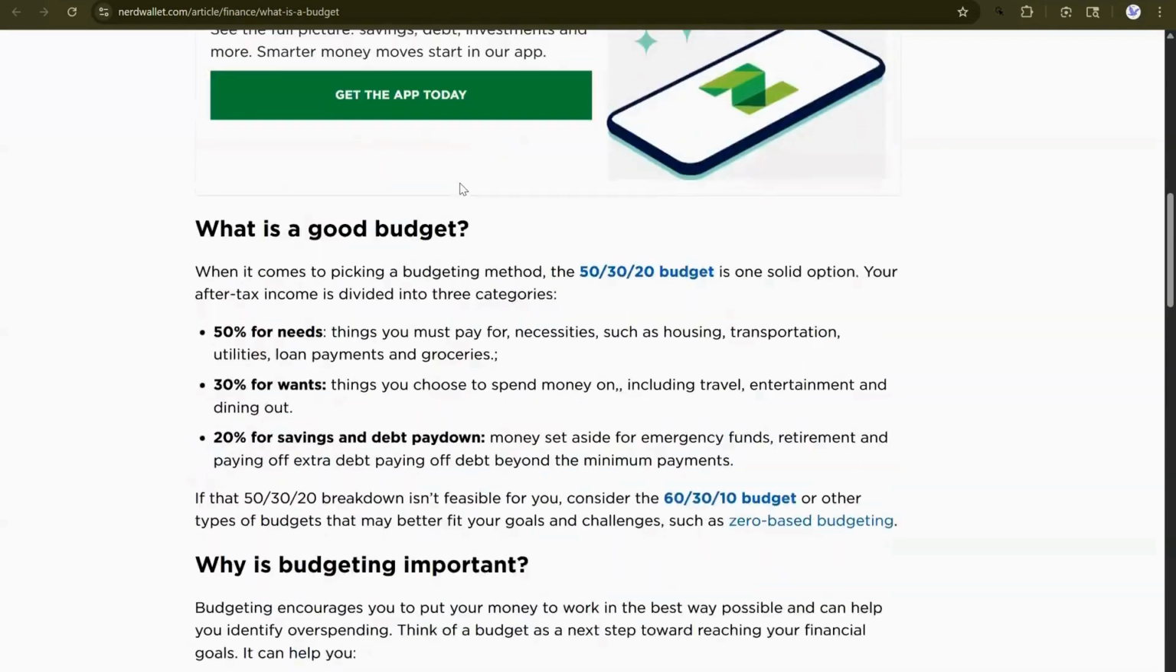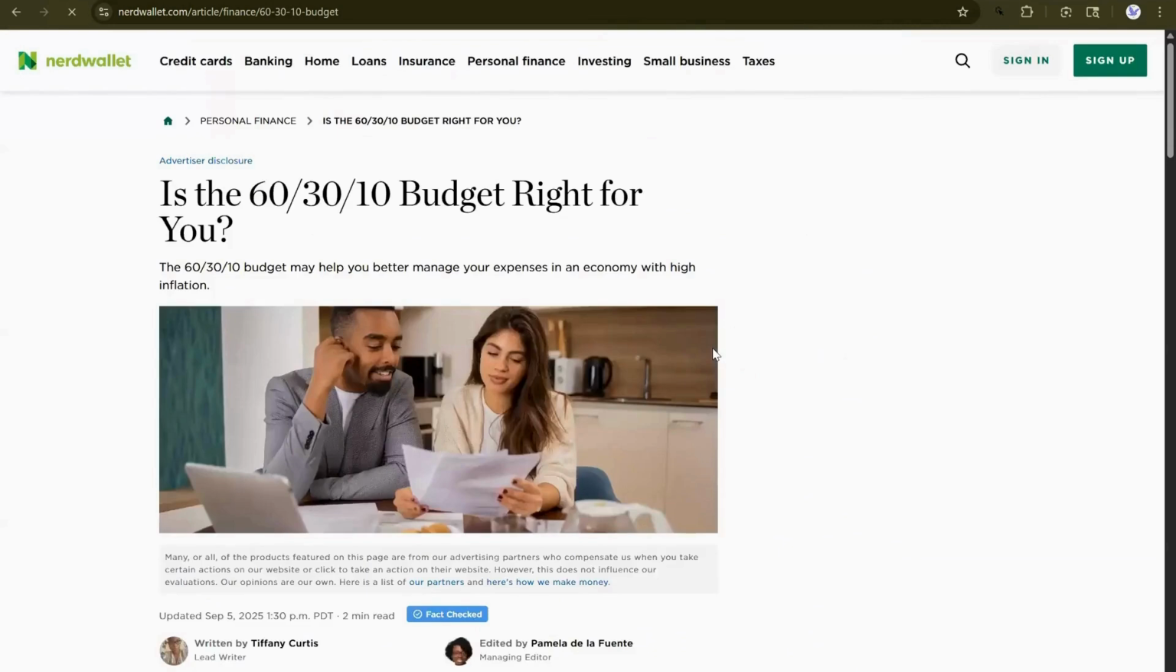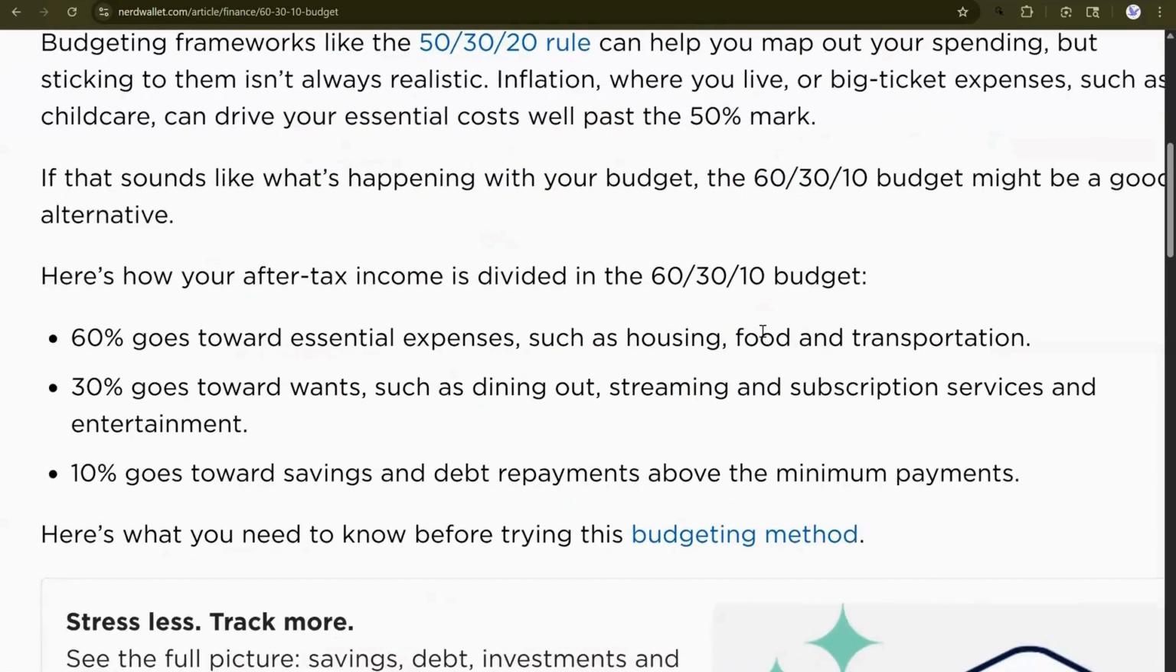Your goal, by the way, should always be to try to get more into your savings and debt repayment. And this doesn't even need to be debt repayment. It could be stuff like your 401k. It could be investments, all that other stuff.